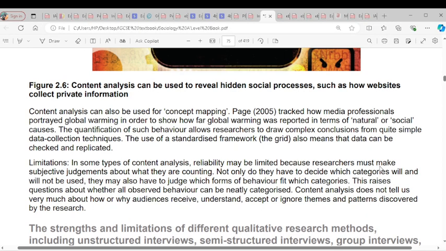Not only do they have to decide which categories will and will not be used, they may also have to judge which forms of behavior fit which categories. So, yes, about categories. What categories do we use? Which categories we don't use? And they have to judge. In as much as they have to judge different situations, it means they are subjective. Because whatever situation, whatever judgment you give, it will still be based on your interest.